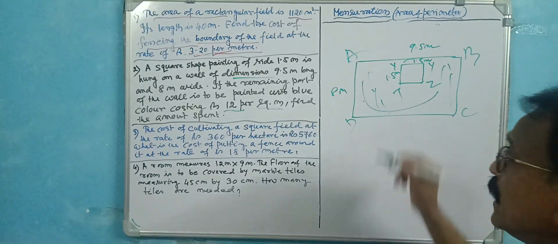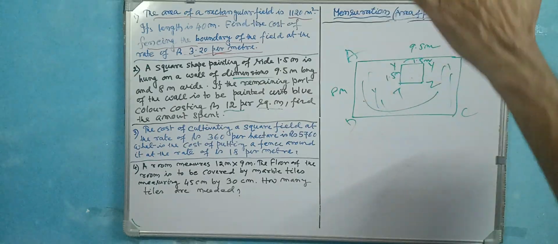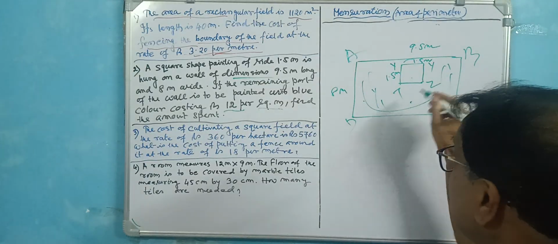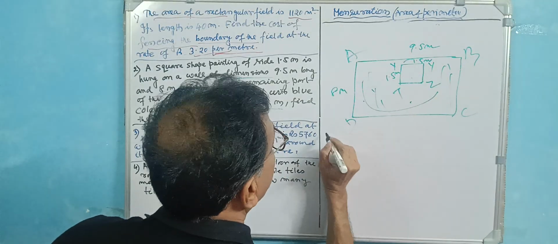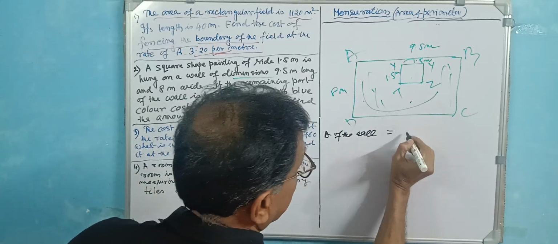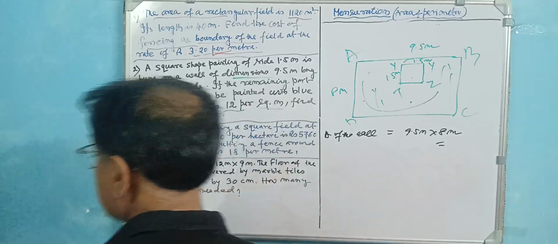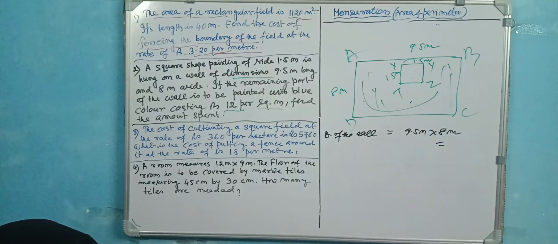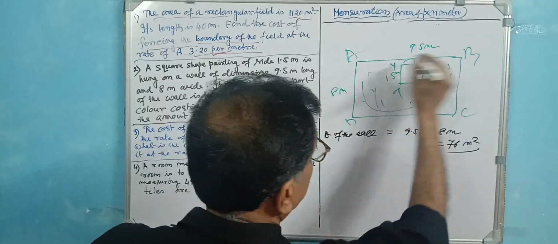That means in which way? You just calculate the area of ABCD, and you calculate the area of this, just subtract. This is the area of the remaining part. Okay, now you just calculate the area of the wall. Area of the wall is 9.5 meter into 8 meter. What is the answer? 9.5 into 8 is 76 meters square. That is clear? That is the area of the wall.